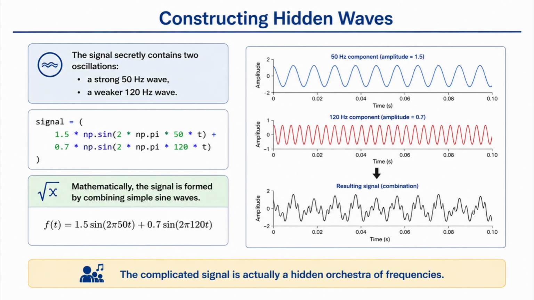Inside the signal, two hidden oscillations are combined together. A strong 50 Hz wave and a weaker 120 Hz wave overlap in time. Mathematically, complex signals are often built from simple sine waves. What appears complicated is actually a hidden orchestra of frequencies.